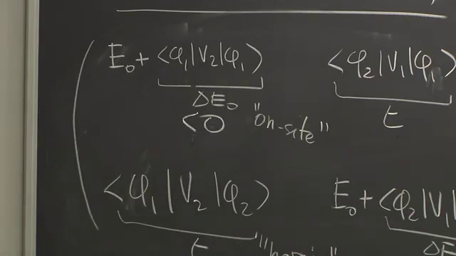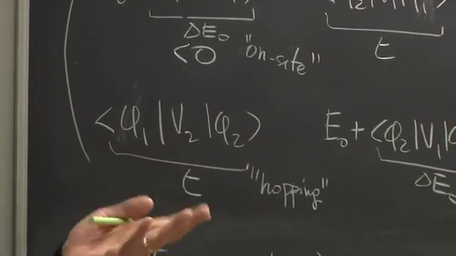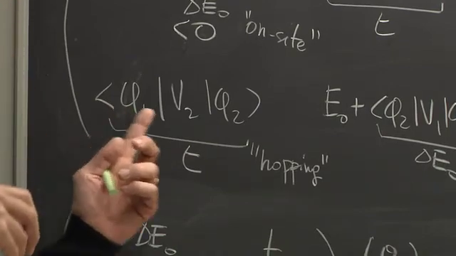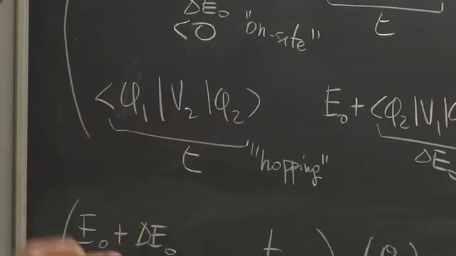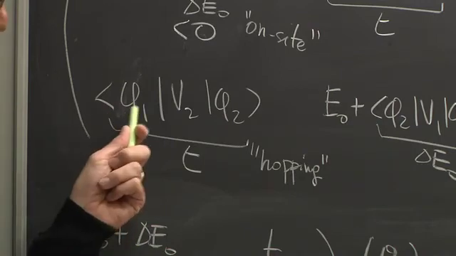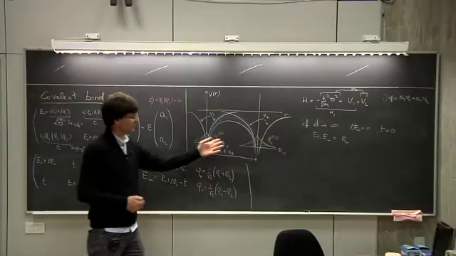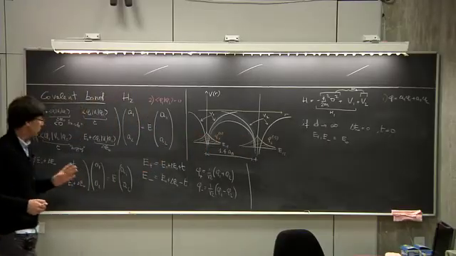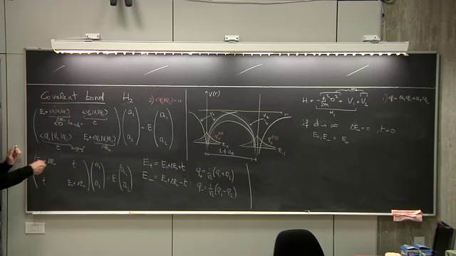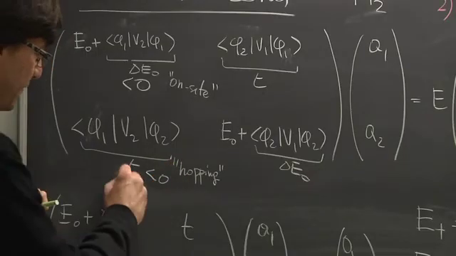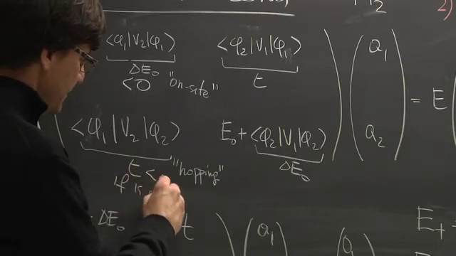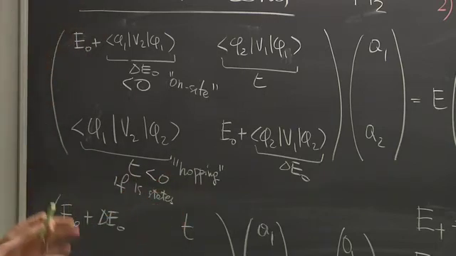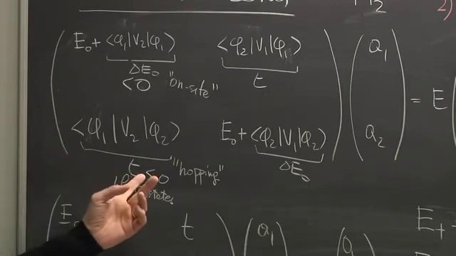I can certainly say that delta E naught is negative, right? What about T? Here things get a bit more complicated because I know that V2 is negative. It's an attractive potential, so it must be negative. About phi 1 and phi 2, well, if they are 1s states, they are both positive, right? The 1s state is positive all over the space. So if they are 1s states, I can certainly say that this is negative. If 1s states. I cannot say that this is a general statement, however.